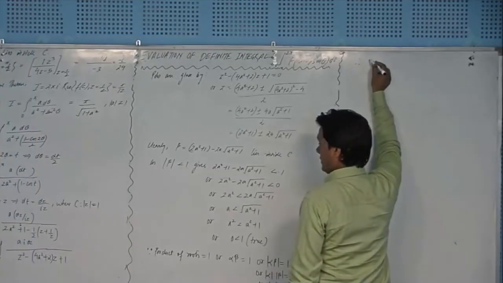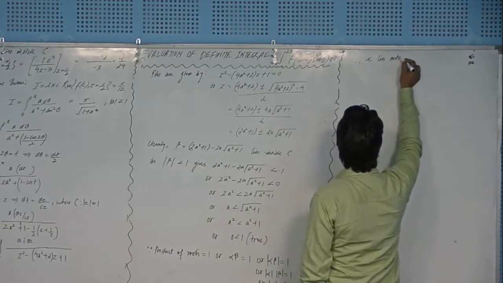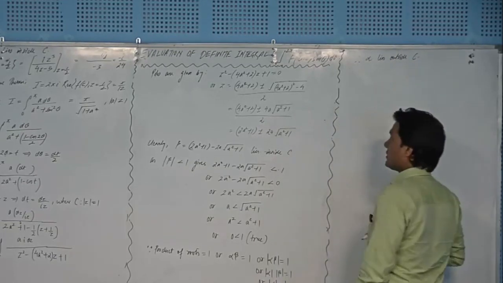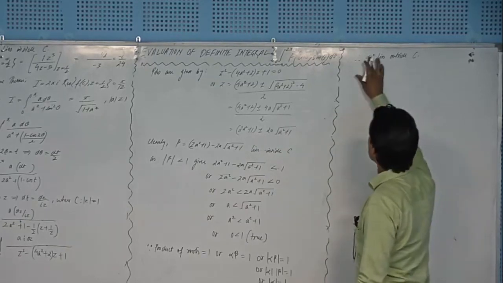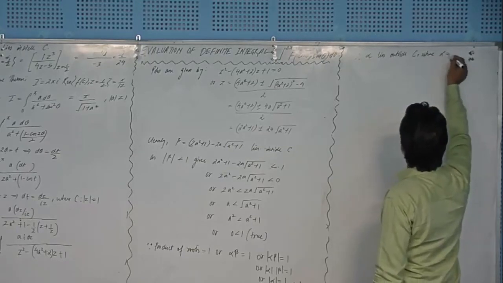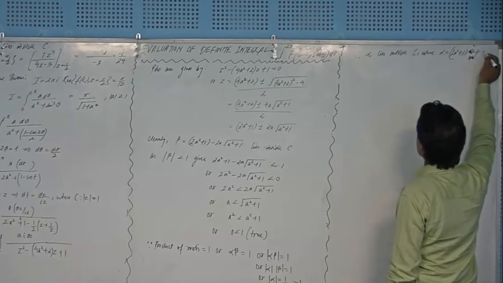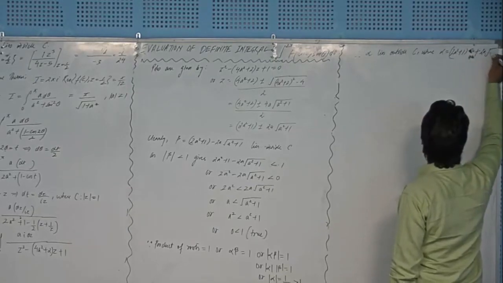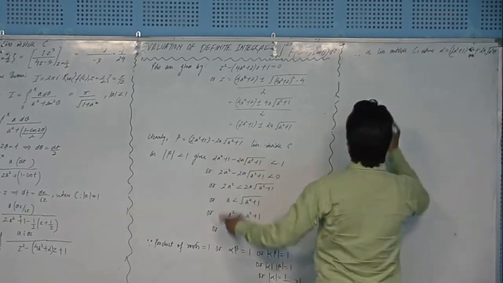Therefore, alpha lies outside C. Alpha is the root with the positive sign, where alpha equals 2a² + 1 + 2a√(a² + 1). So we are interested in beta only.